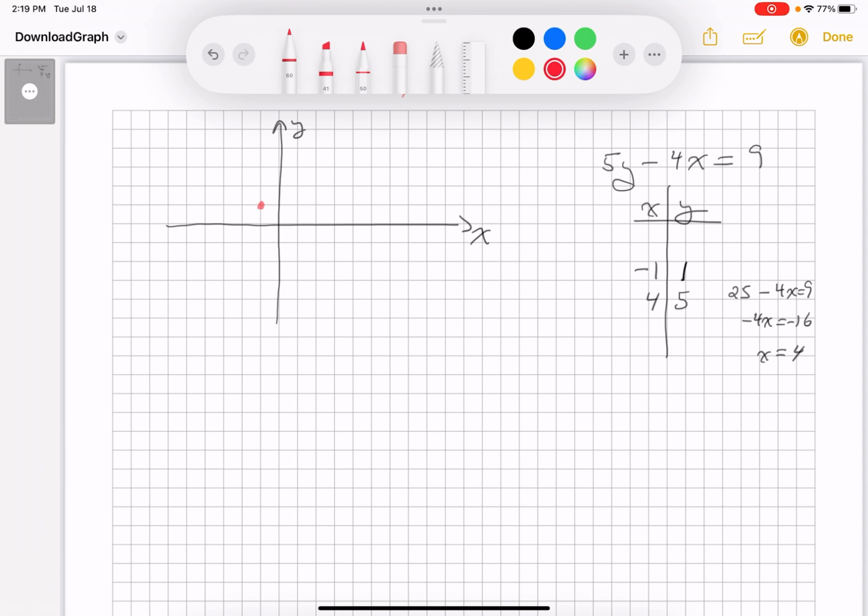The next one's going to be 4, 5. And again, if you have graph paper like this, it's pretty easy to count on it. If it's a large amount of counting, though, it's not going to be easy. So 4 or 5. 1, 2, 3, 4. 1, 2, 3, 4, 5. I got this over here.